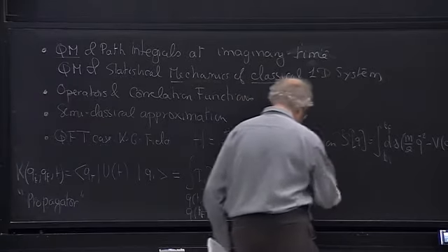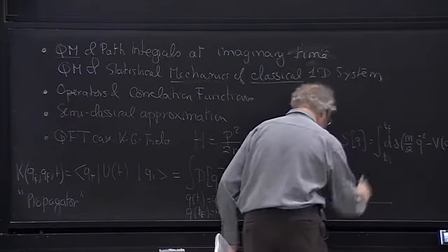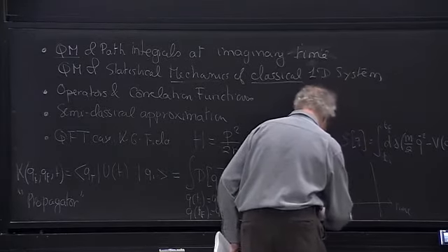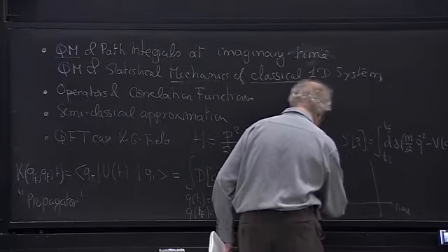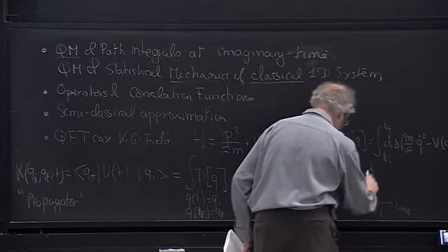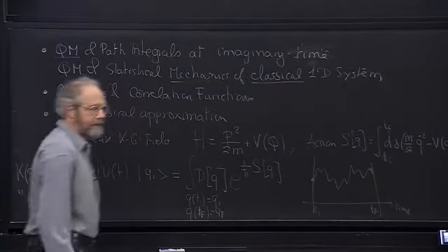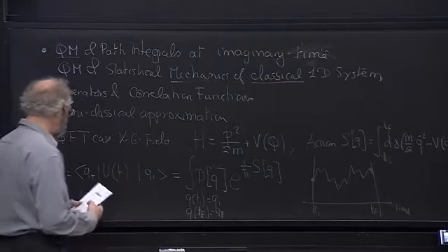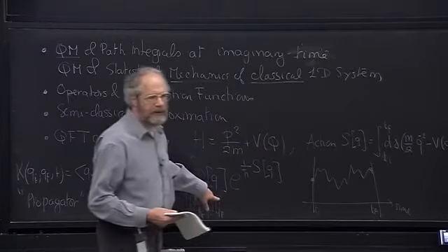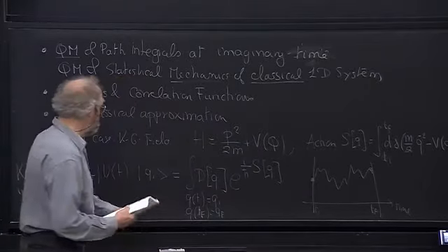So the picture is this one. As a function of time, at initial time the particle sits here. At final time the particle is here. And you sum over all possible histories, well, in some class of histories that I'm going to discuss a bit later.